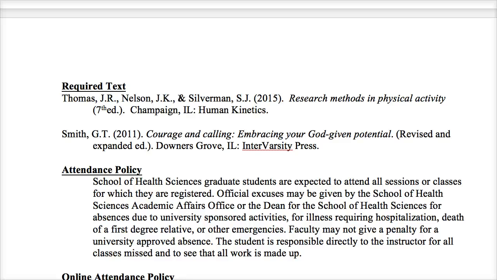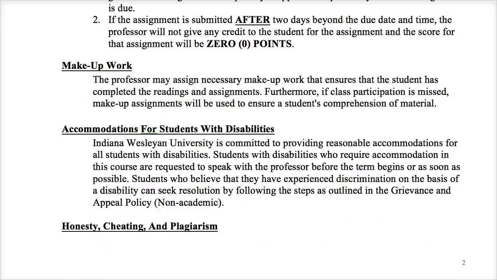The second book that you'll need for this class is by Gordon Smith, Courage and Calling, Embracing Your God-Given Potential. We're going to use that in our devotionals. I'm going to talk about our devotionals in another presentation, so I'm not going to spend too much time on that. I'm going to scroll down, so don't get sick when I scroll.